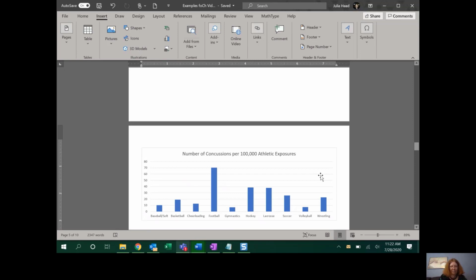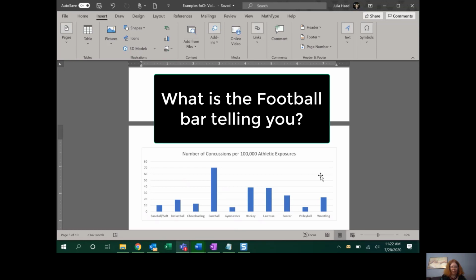A bar graph is similar to a histogram. The biggest difference is that a histogram is only for quantitative data, while a bar chart is for qualitative data. The difference leads to another difference. In a histogram, bars should touch, while bars don't touch in a bar chart. What is the football bar telling you?